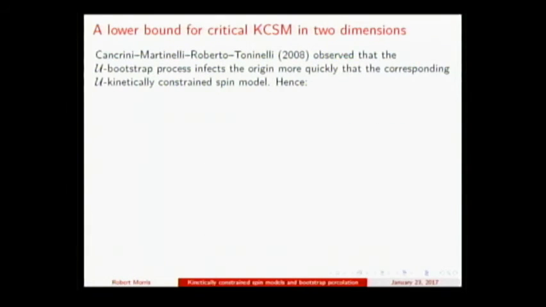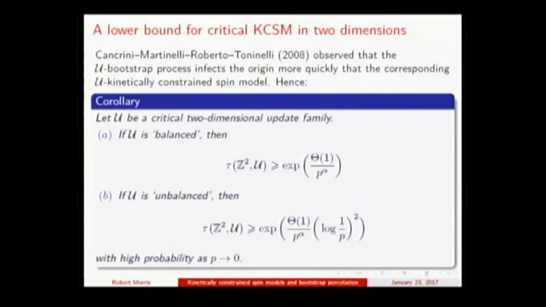Well, it's not too hard to see, this is pointed out by Cancrini, Martinelli, Roberto, and Tonelli in the same paper, that the U-bootstrap process gives you a lower bound on the time to affect the origin of the corresponding kinetically constrained spin model. Because if you always infect, it's natural that you would be easier to then go and affect the origin. Then you can really prove this. So this gives you a lower bound on the time it takes. Okay? So this gives a lower bound for every critical model.